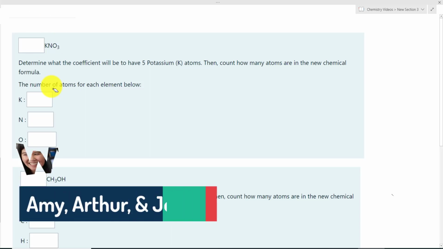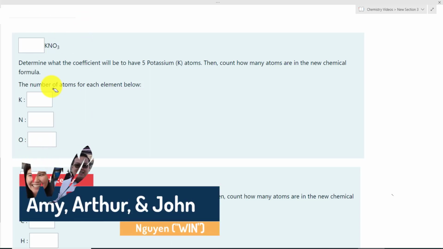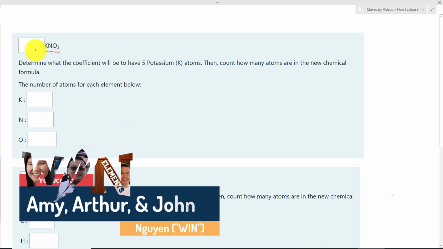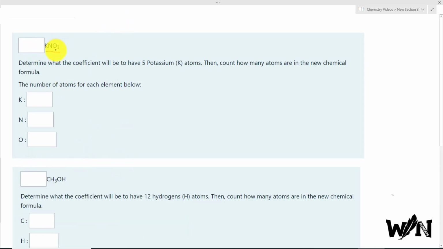In this video, we are going to show you the first 3 questions in your practice. So first of all, we have a chemical formula. We have the coefficient, then we have the subscript right here. And it tells us to determine what the coefficient will be to have 5 potassium atoms. And then we are going to count them after we plug in a coefficient.